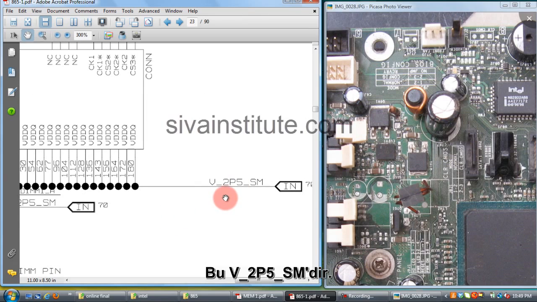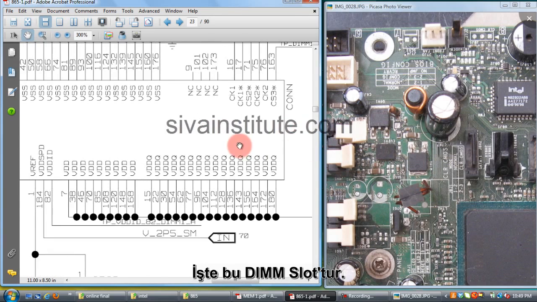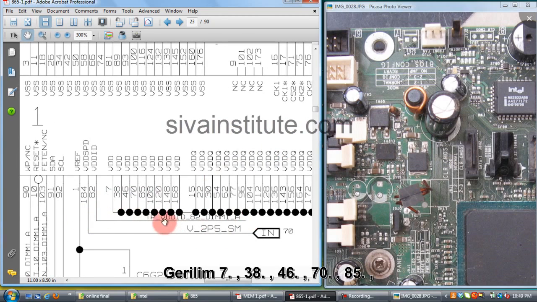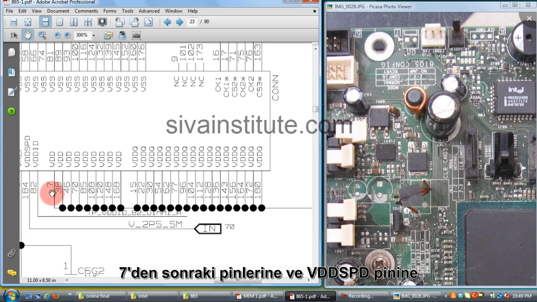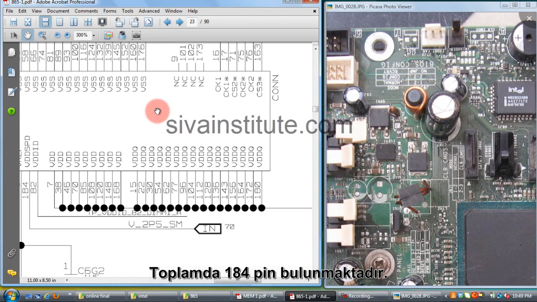This is V2P5SM, which means 2.5 volt supply. This is the DIMM slot. Supply goes to pin numbers 7, 38, 46, 70, 85, 108, 120. You should check the DDR1 slot supply pins 7, 38, 46, 15, 22, 30, and VDD SPD EPROM chip supply pin number 184. Total 184 pins.